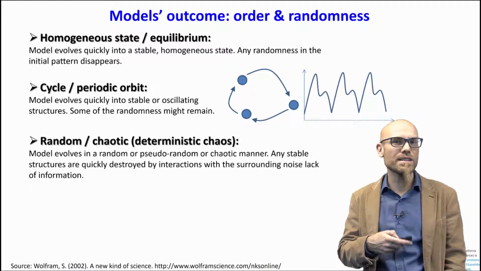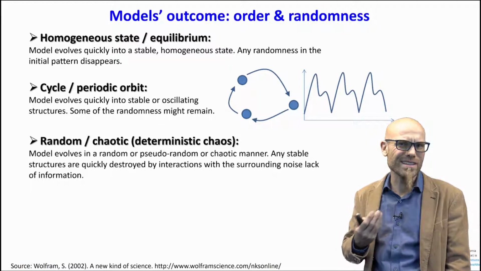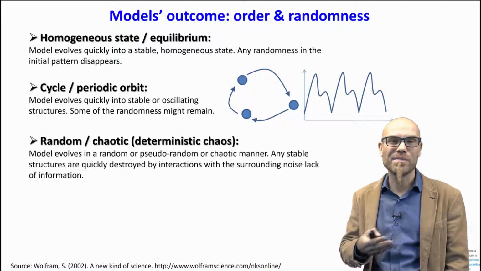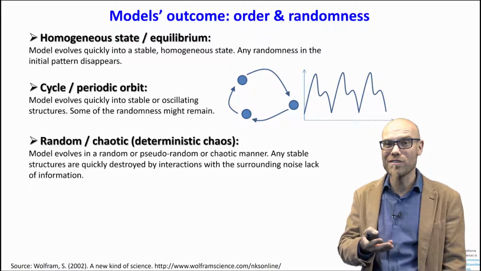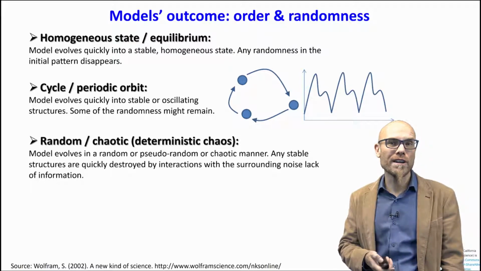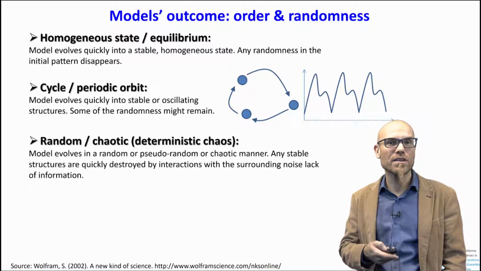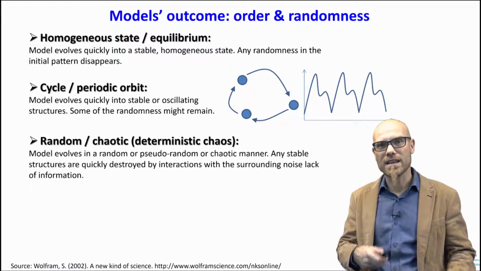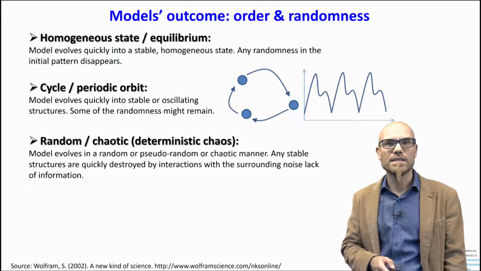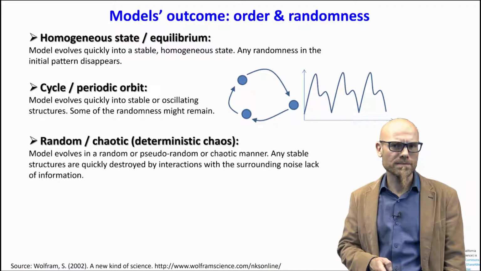So the model evolves in a random or pseudo-random, because actually they're still determined, but for you as the observer they are random, or chaotic manner. And any stable structure are quickly destroyed by interactions with the surrounding noise and lack of information.